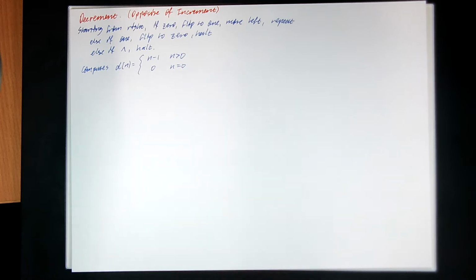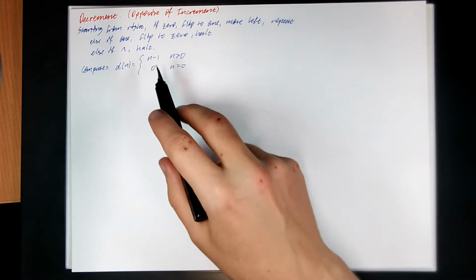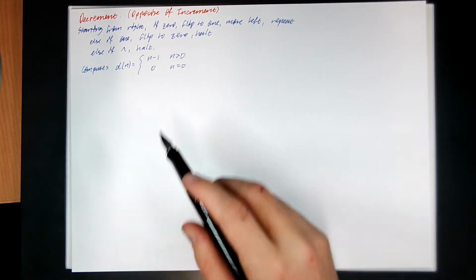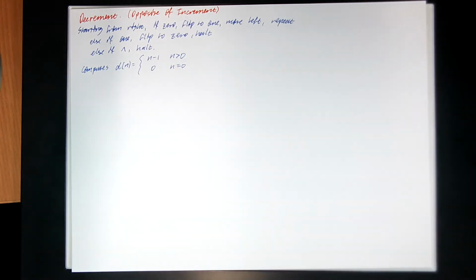Okay, now let's try writing a Turing machine to compute the decrement function, which is going to be very similar to before. So now instead of increasing a number on the tape by 1, we're going to be decreasing a number by 1 on the tape. And because we can't really handle negative numbers, or at least we haven't encoded a way to do so, if the number is 0, we'll leave it as a 0. Otherwise, if it's positive, we'll decrement it by 1.